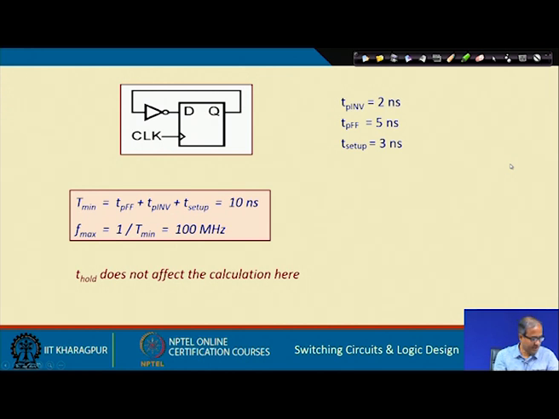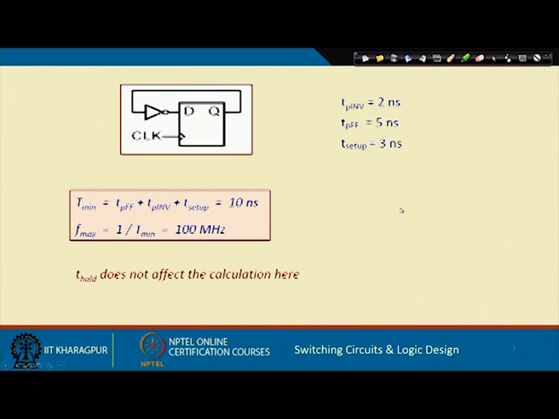And one thing to note is that, as we had said, the hold time delay does not affect the calculation here. When the clock edge comes, hold time means the minimum time for which I have to hold the inputs after that, but the propagation delay is already calculated from the clock edge. So, the propagation delay includes the hold time, and we do not have to add the hold time again. So, this does not affect the calculation.